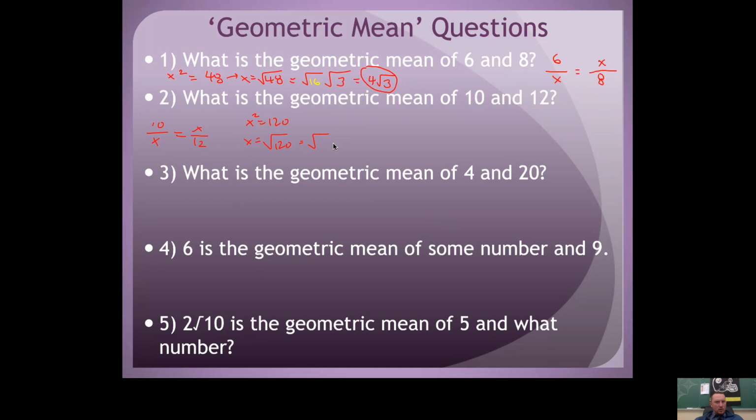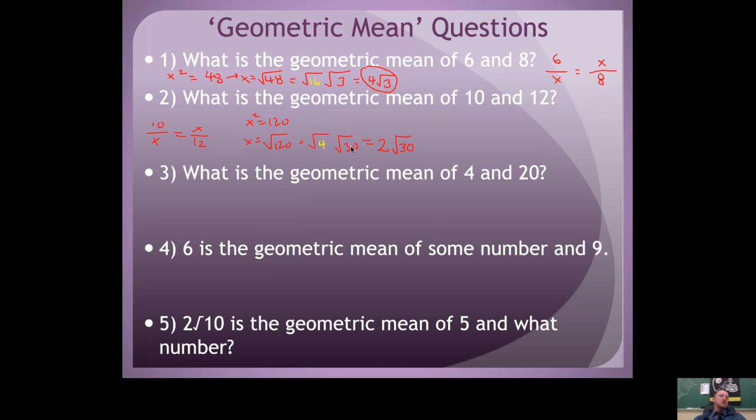Find a perfect square that goes into 120. I am not positive about this, but I am pretty sure that 4 is the biggest perfect square that goes into 120. 4 goes in 30 times. Now, if this was not the biggest perfect square that went into there, I can still adjust with this number at the end. The square root of 4 is just 2. And the square root of 30, I'm thinking it doesn't simplify.